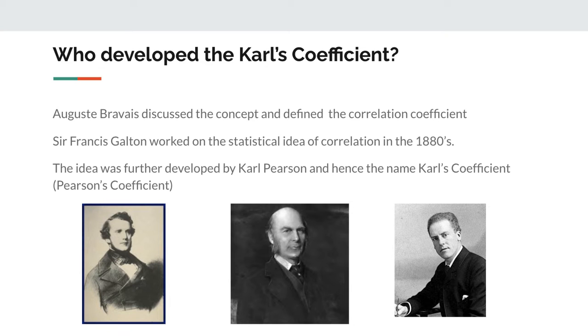Next slide. So, who developed Karl's correlation coefficient? Auguste Bravais published a paper in the year 1844 discussing the concept of correlation and defining the correlation coefficient. The statistical idea of correlation was created by Sir Francis Galton in the year 1880. The idea was further developed by Karl Pearson, and hence the name Karl's correlation coefficient, also referred to as Pearson's correlation coefficient.